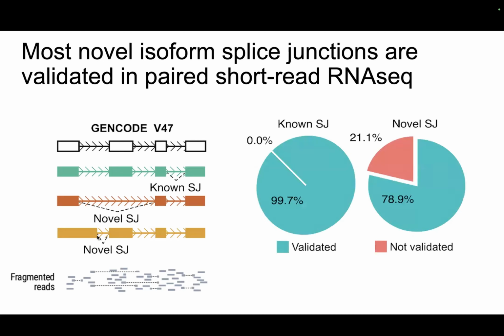Looking first at the known splice junctions, so these are splice junctions that are present in GenCode 47, virtually 100% of the known splice junctions that we observed in our long read data are also present in our short read data. And then turning to our novel splice junctions, those not present in GenCode, around 80% of those are also validated in our short read data. We're really happy with this, and the high degree of concordance between our long read splice junctions and our short read splice junctions gives us a lot of confidence in our novel long read RNA-seq data and this novel isoform atlas that we've built.